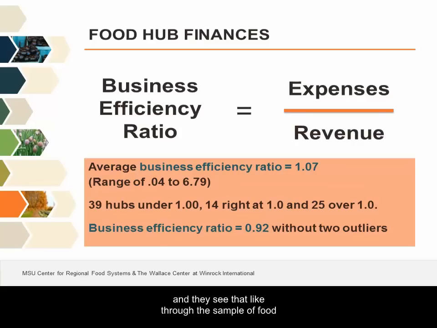And they see that, through the sample of food hubs that filled out the survey, generally speaking, it was slightly over the business efficiency ratio, at 1.07, which means that the revenue was a bit less than the expenses of the food hub. However, when they took a little deeper look and removed a couple outliers, it actually goes a little bit below, which shows pretty good financial health.